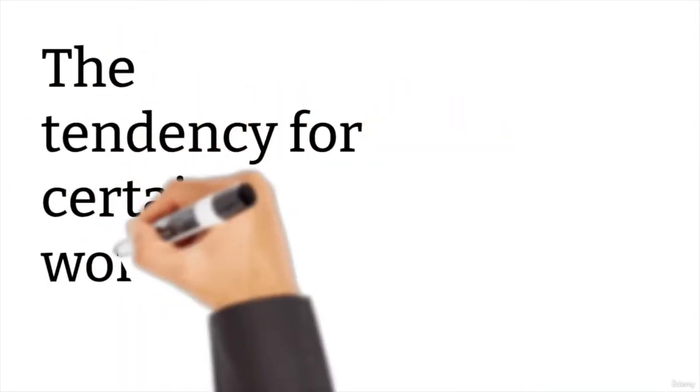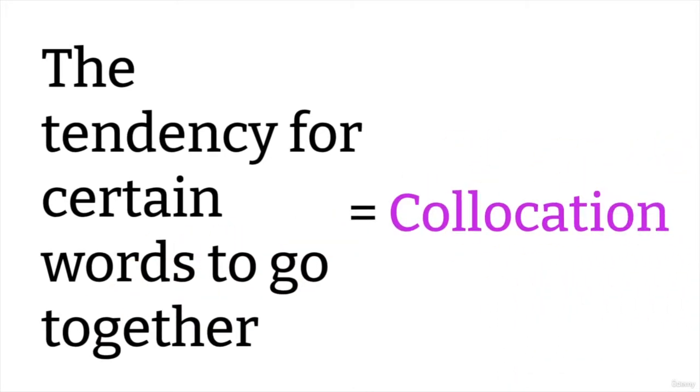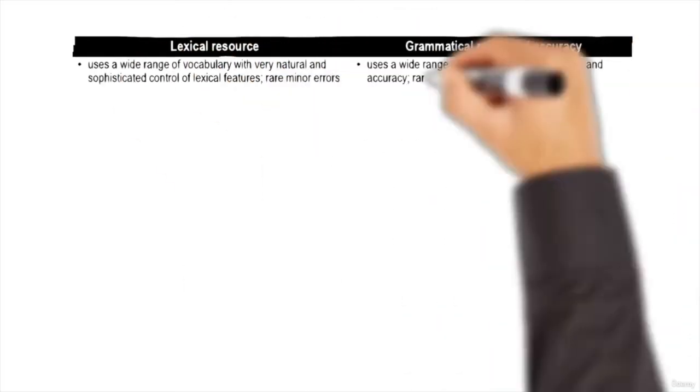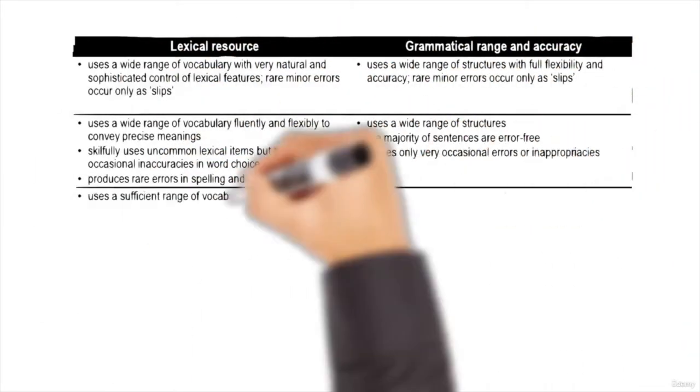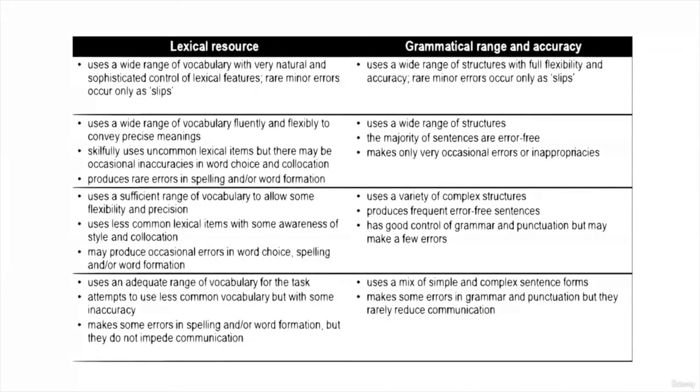This tendency for certain words to appear together is called collocation in linguistic terms. It is important to have a good knowledge of collocation in order to achieve a high score in lexical resource and grammatical range and accuracy.